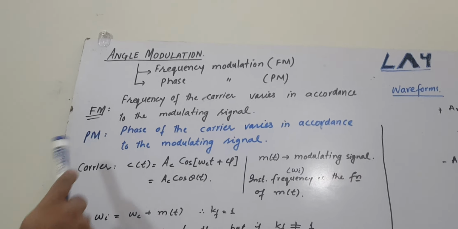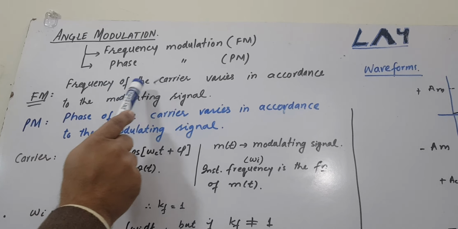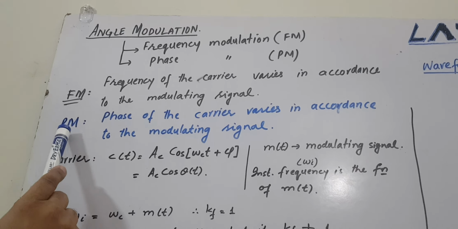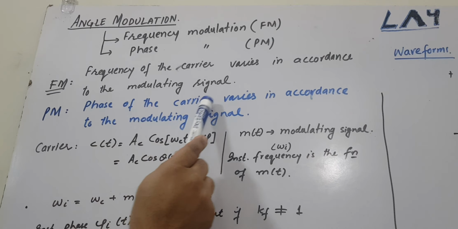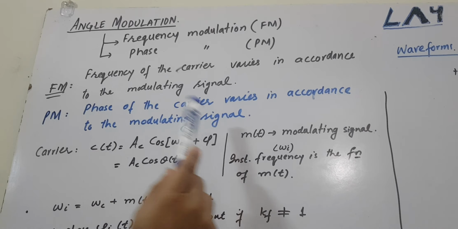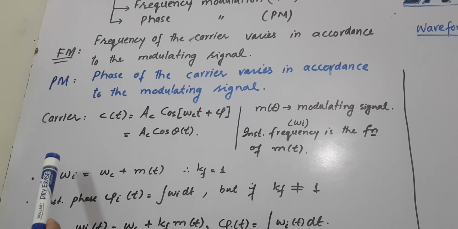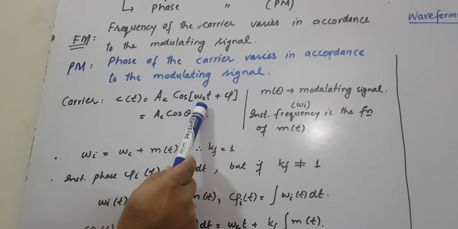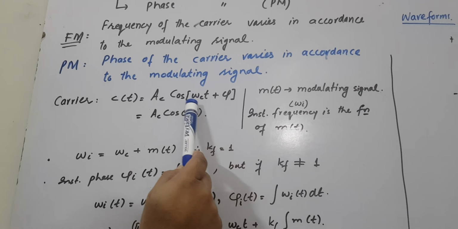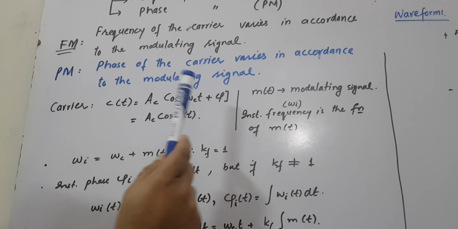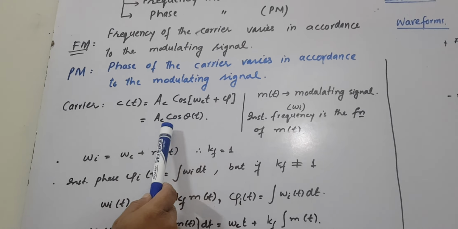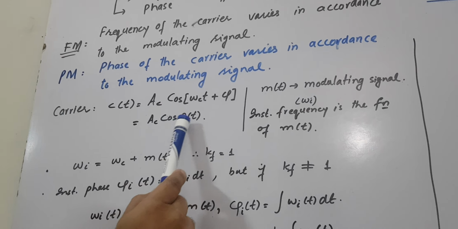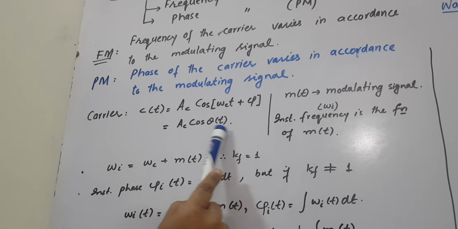If we have frequency modulation, it means that the frequency of the carrier varies in accordance with the modulating signal. And if we have PM, then the phase of the carrier varies in accordance with the modulating signal. We know that we have a carrier c(t) equal to Ac cos(omega_c t plus phi). That is a combination of frequency and phase. We can represent that signal in this format as well, Ac cos theta(t). This is known as angle modulation.